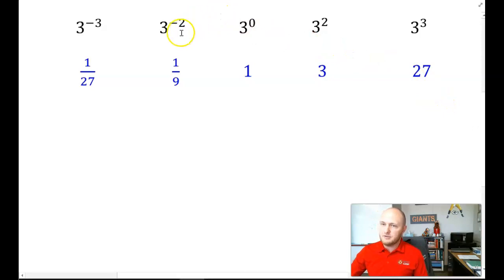Watch out for the common error. The common error that students make is they multiply the exponent and the base. So like if you have 1/6 right here, or here 1/9, that's the most common error. So remember, 1 over 3 times 3 times 3. That's 1/27.